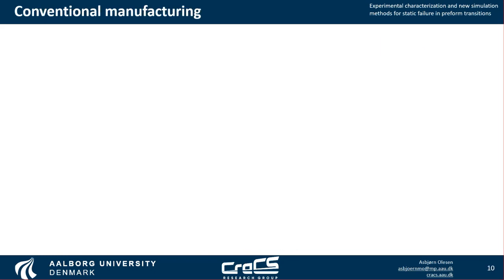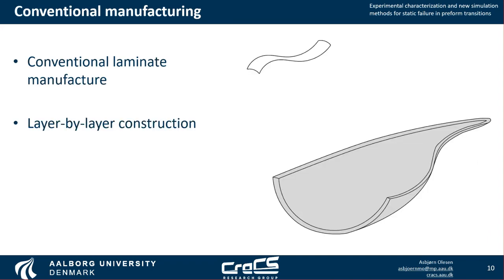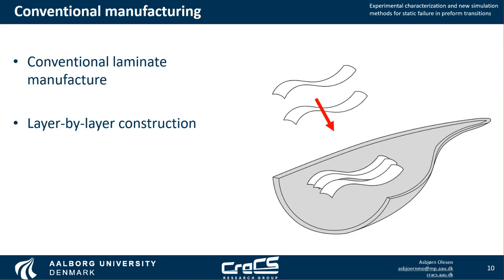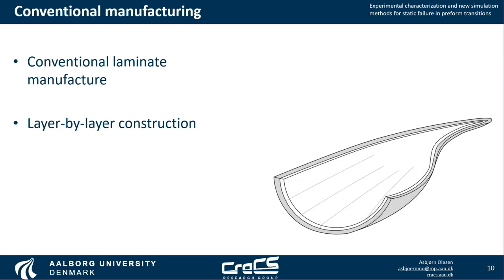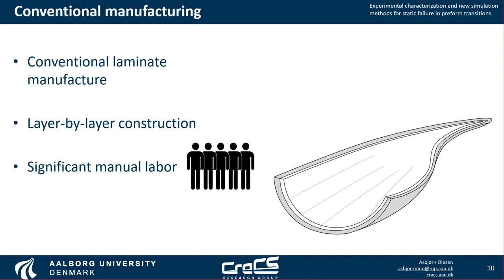When we want to actually manufacture some structure from these materials in the conventional way, we start with a layer by layer construction. So we have a mold and we have a number of fabrics. We place these fabrics into the mold one by one, and thus we build up our laminate. This is then infused by our matrix material, and after curing, we have a composite laminated structure. This is done manually and requires significant manual labor because we can only handle one fabric at a time, which must be put into the mold. And this is, of course, also time consuming.